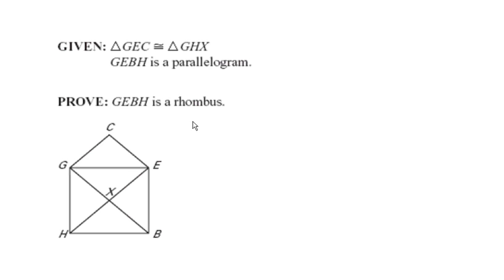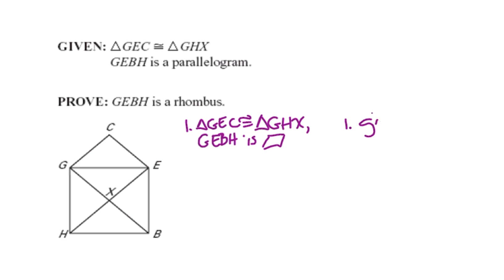So let's start with our givens. We know that triangle GEC is congruent to triangle GHX. And we also know that GEBH is a parallelogram. All right, and those are our givens. Okay. Now, we just talked about the fact that if we're going to say that it's a rhombus, we need to say that all the sides are congruent. So we should start talking about congruent sides. Well, if these two triangles are congruent, then what sides are congruent? GE is congruent to GH, so that's a good start.